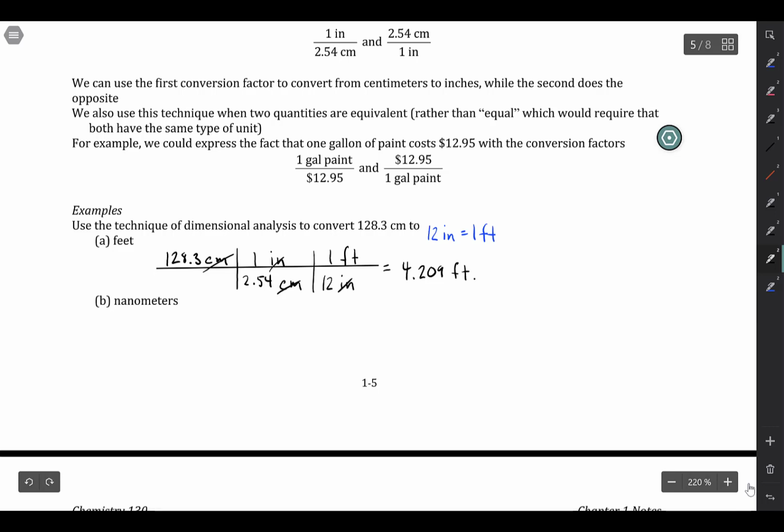Okay. Now let's do the same thing for the next problem. So I'm starting off again with 128.3 centimeters.